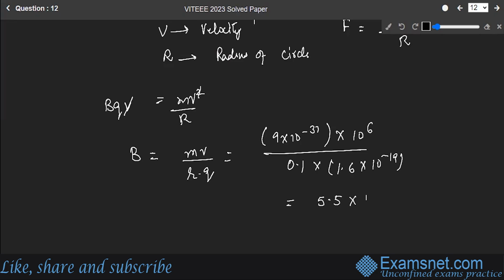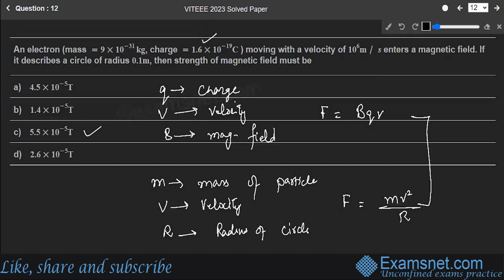So solving this, you have 5.5 into 10 power minus 5 T. This is option C. So this is the right answer to the question. Hope you understood that. Let's move to the next question, number 13.